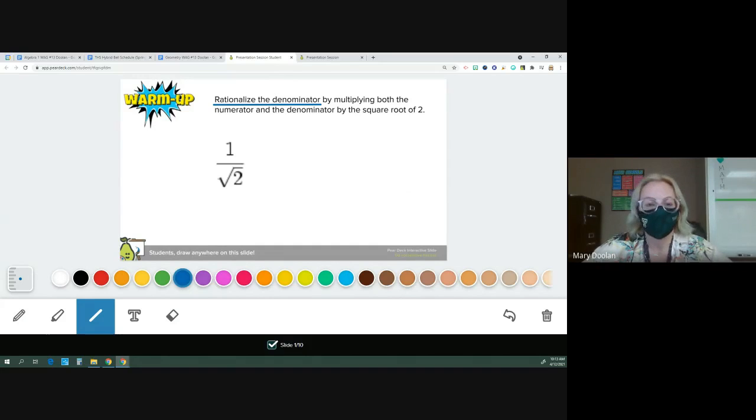Basically, to rationalize the denominator means you don't want an irrational number in the denominator. You only want rational numbers in the denominator. And currently, in 1 over the square root of 2, the square root of 2 is irrational. So we want to get rid of the square root of 2 out of the denominator. In order to do that, we are going to multiply both the numerator and the denominator by the same thing. We're going to multiply them both by the square root of 2. That's going to help us get rid of the square root of 2.